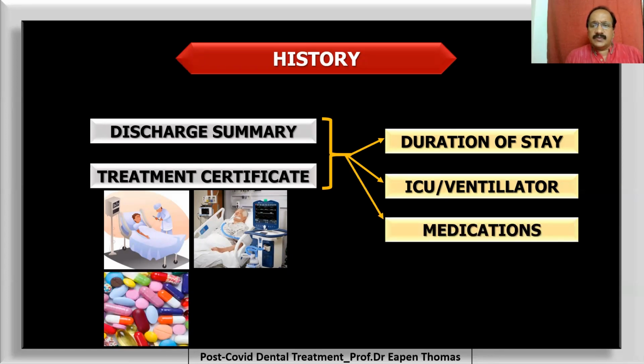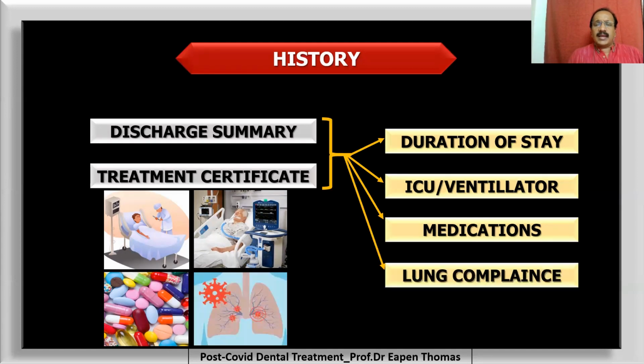Medications, like I told you earlier: the discharge summary or the treatment certificate will definitely give us an indication about the various medications, including low molecular weight heparin or other anticoagulant drugs, long-term steroids or high doses of steroids, based on which we have to modify our treatment plan. Lung compliance and the saturation details will also be described in the discharge summary, because everything is connected with ventilation and respiration. The patient's ability to inspire air properly and take in oxygen should be assessed, and based on that, we have to change our treatment plan accordingly.